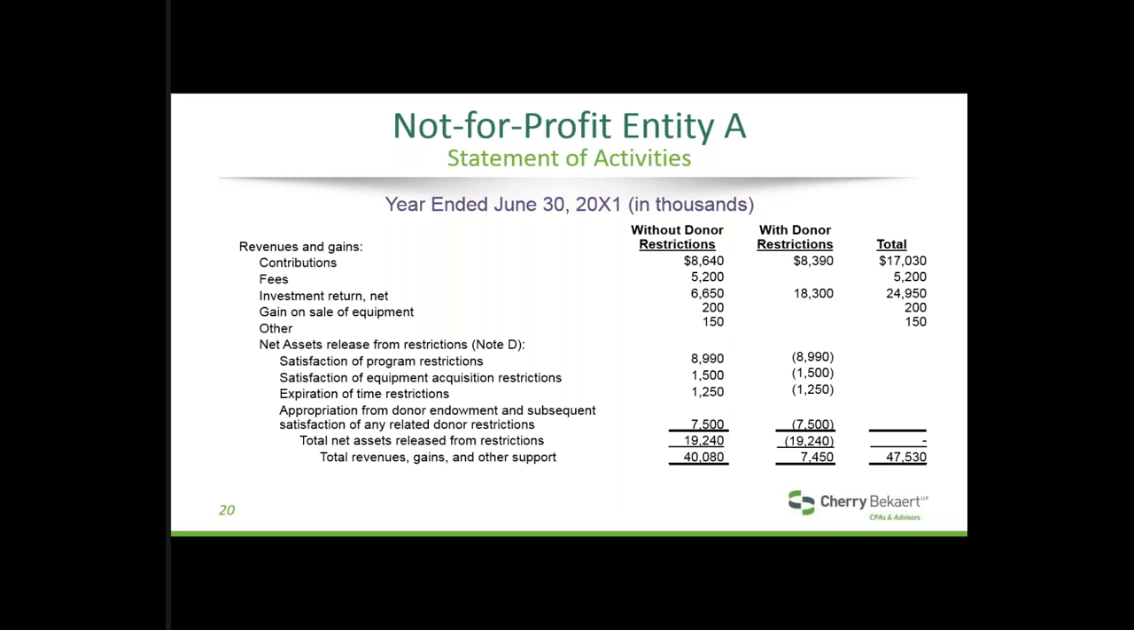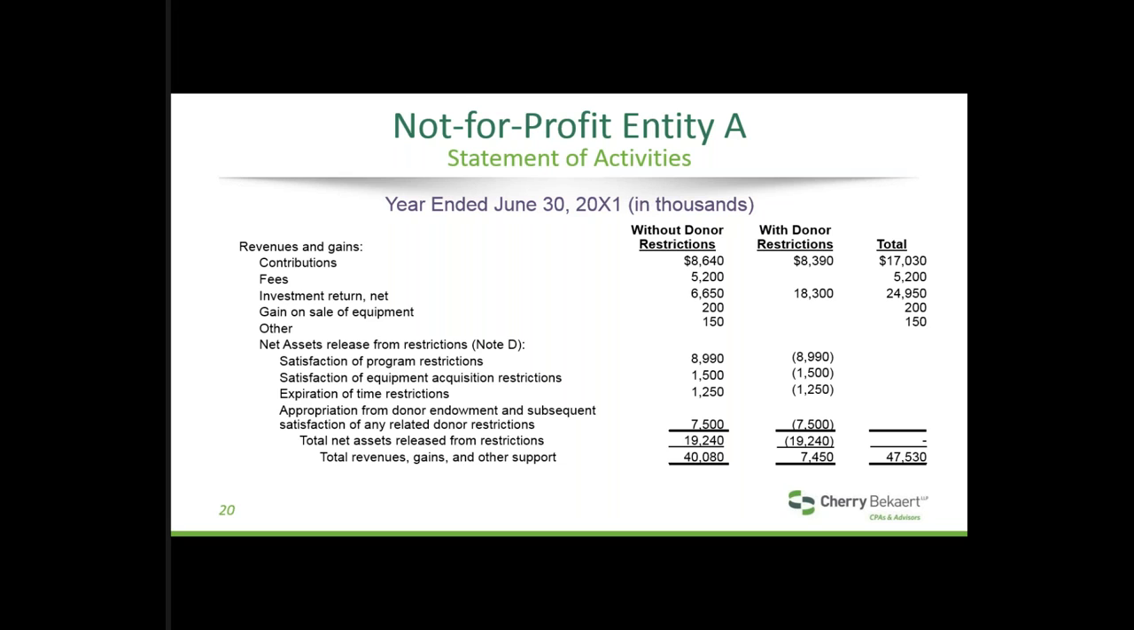Some may have limited with donor restriction activity. So it may be a 2-column format doesn't make sense. So it really depends on the nature of the nonprofit and what makes sense for them. But this is another option. So yeah, it just simply breaks that out. And that's, again, touching back a little bit to the ASU. So this is a change that a lot of nonprofits will be seeing, that instead of our former 3-column format, it's now down to 2, without donor and with donor restrictions.